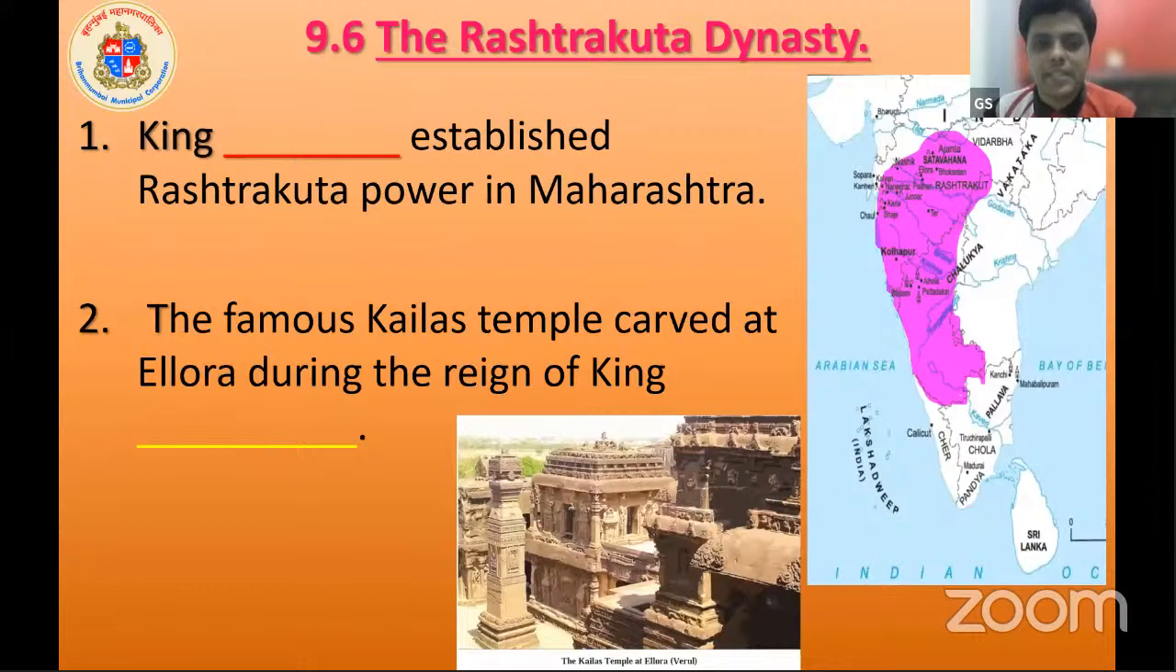King Dantidurga established the Rashtrakuta power in Maharashtra. What is the name of the king? And the famous Kailash temple carved at Ellora during the reign of King Dantidurga. Who was the king of the Rashtrakutas? In his presence, the Kailash temple at Ellora has been sculptured. It's been carved. Yes, those who know the answer, raise your hands. Rahindra Sharma, you can read the first question and answer it.